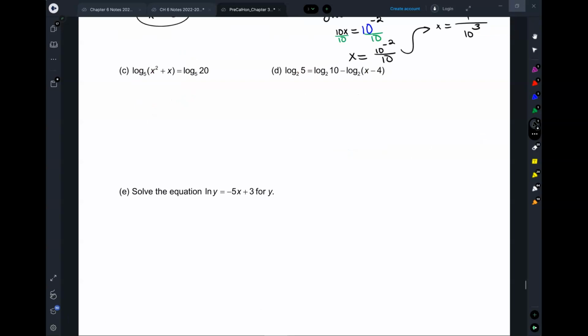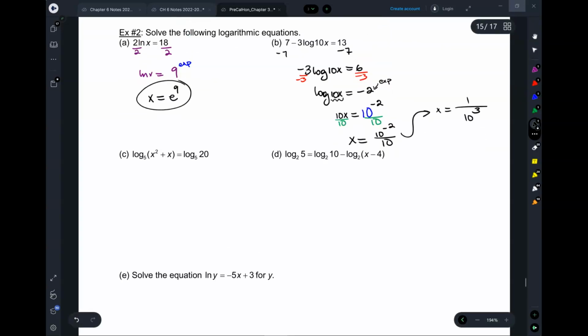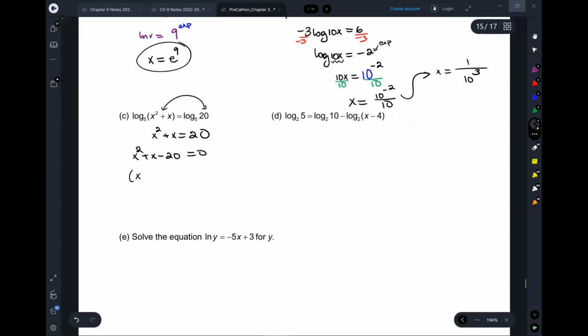Here, now I have a logarithm on both sides. You see how they're identical logarithms? I can set the insides, the arguments, equal to each other. So I get x squared plus x equals 20. Oh, look at that. It's everybody's favorite quadratic function to solve, right? Bring it over. Set it equal to 0. You factor. X equals negative 5. X equals 4. Okay.